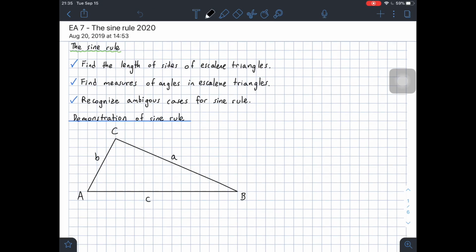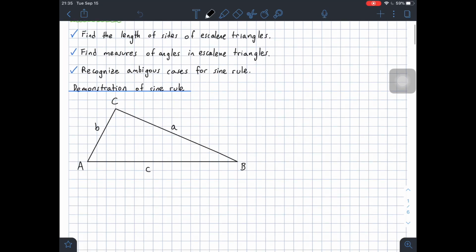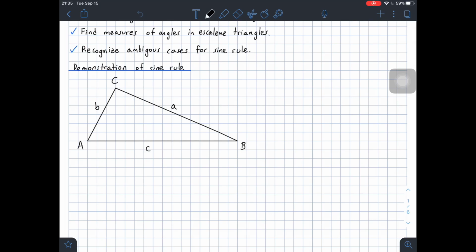So the sine rule. Objectives: find the length side of scalene triangles, find measures of angles in scalene triangles, and recognize ambiguous case for sine rule. Okay, so first of all, we're going to do a demonstration of where this formula comes from, okay? So let's consider a scalene triangle. Remember, a scalene triangle is a triangle where all of the sides and angles are different, right?